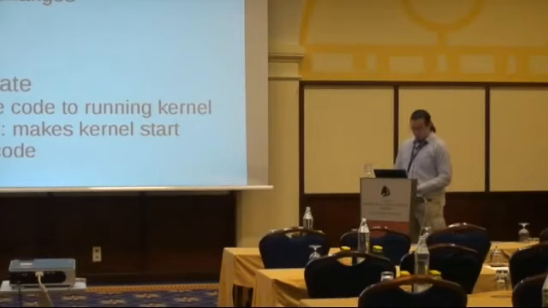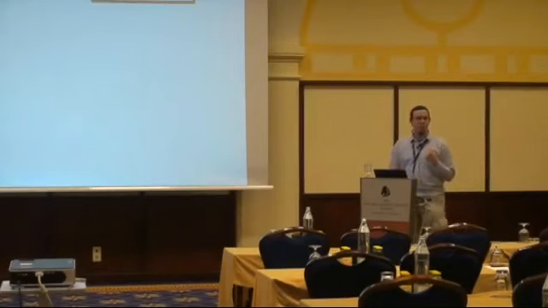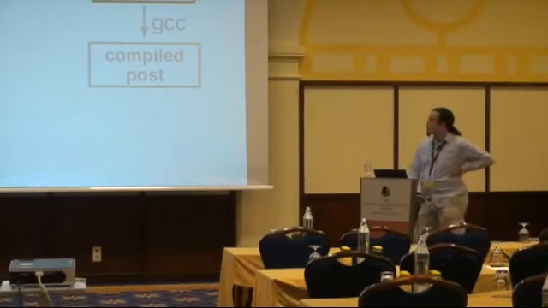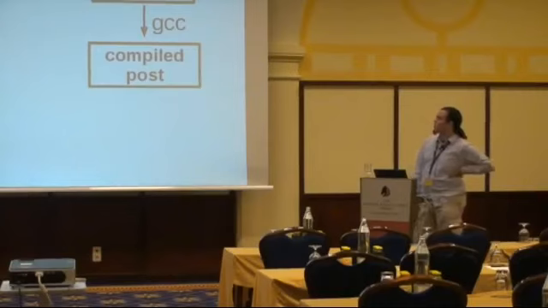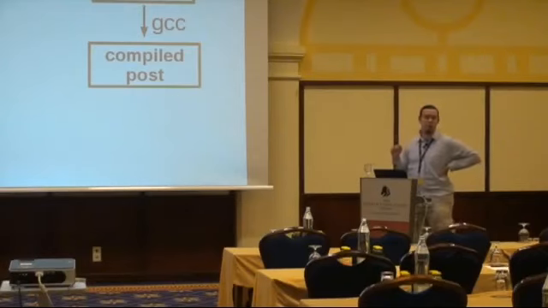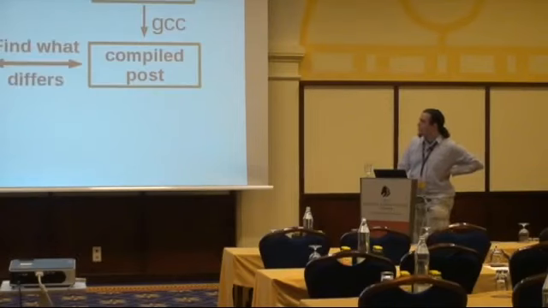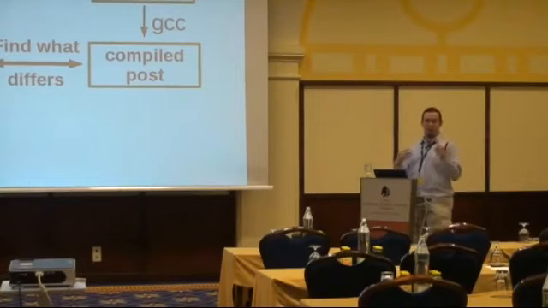So the process of building an update. We start out with the pre-source and the post-source. We compile them both using GCC with some special options that I'll mention, but essentially just the same way you would do a normal kernel build. And we get the compiled pre and the compiled post source. We then diff those at the object code level. We have a tool that goes in and actually reads all of the .o files and compares them.